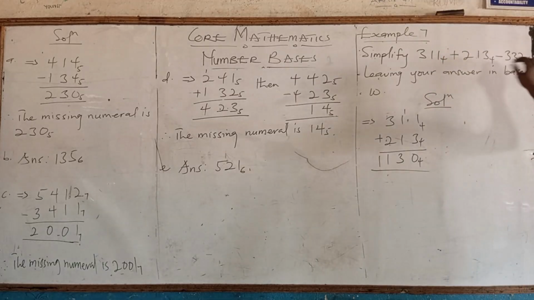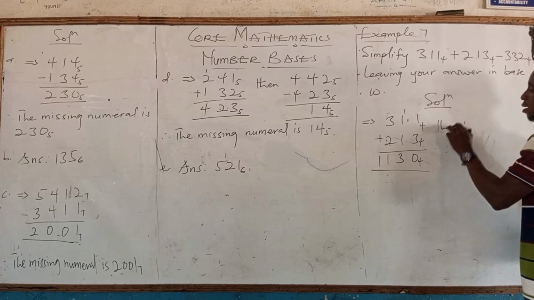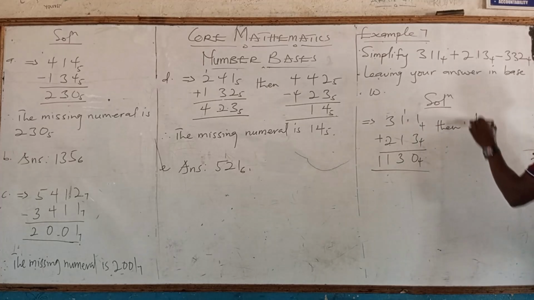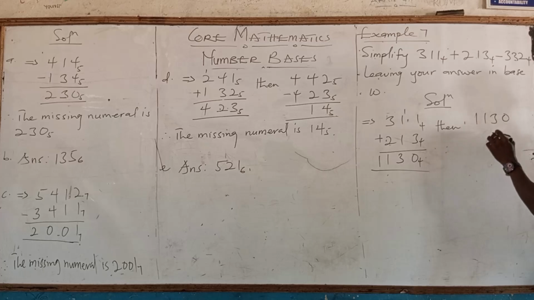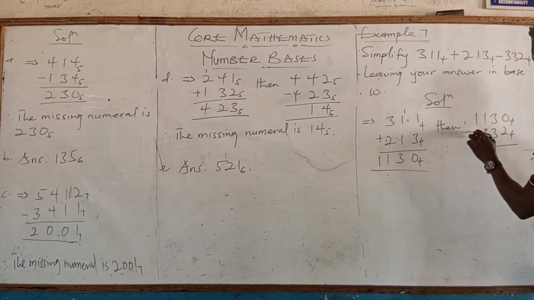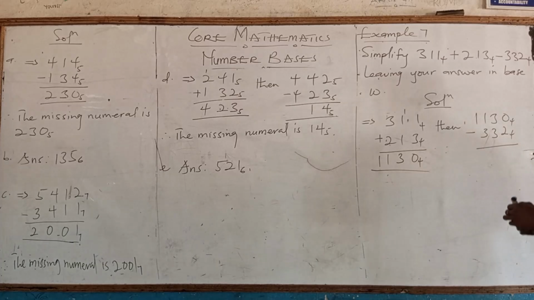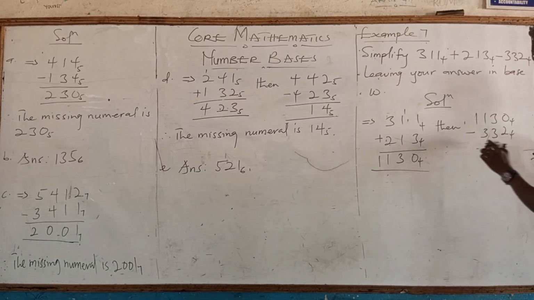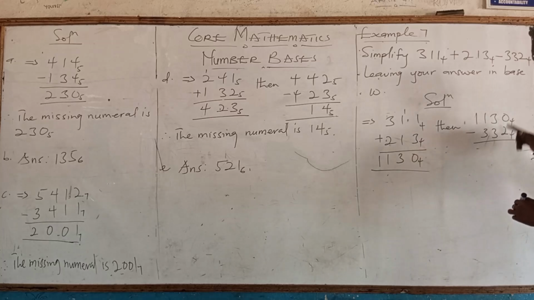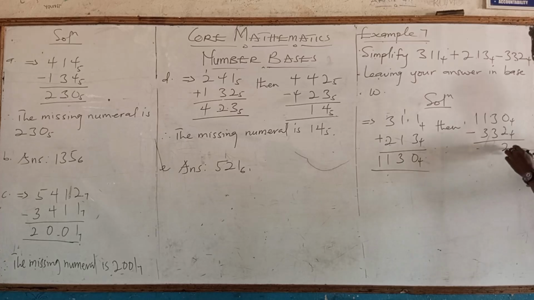We subtract this one from the result. So we have then 1, 1, 3, 0, then 3, 3, 2, base 4. So then here I'm going to subtract. Are we okay? Subtracting this one from this, I have to go and borrow. If I borrow 1, it's 4, because we are in base 4. So 4 minus 2 is what? 2, base 4. Then I'm left here with 2.